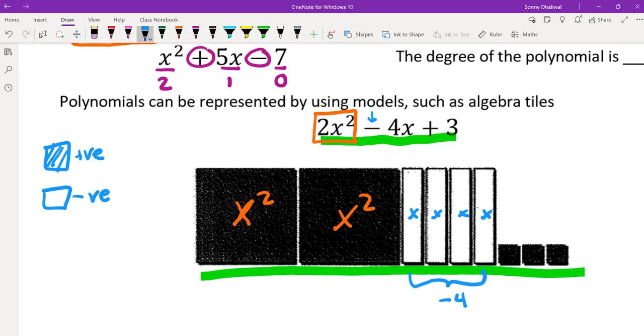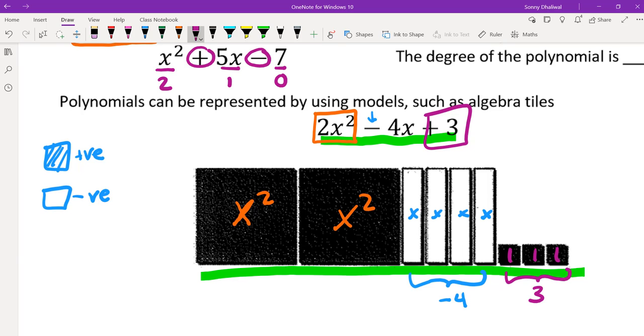So what do the 3 small little boxes represent? Just a single whole number. We have 1, 1, 1. We have 3 of these, and that's where the 3 from here comes from.